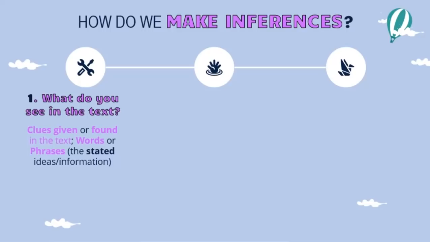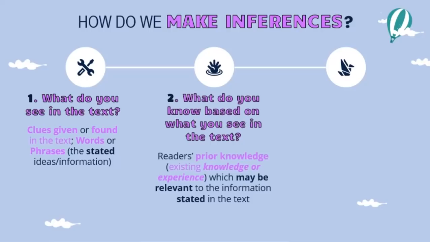So after we have identified the stated information, our clues in the text, the next thing we do is to ask ourselves, what is it that you know based on what you see in the text? So using your prior knowledge means your existing knowledge or experience that you have gained in the past that might be relevant to the information stated in the text. So you are connecting your prior knowledge with the clues given in the text to make inference.